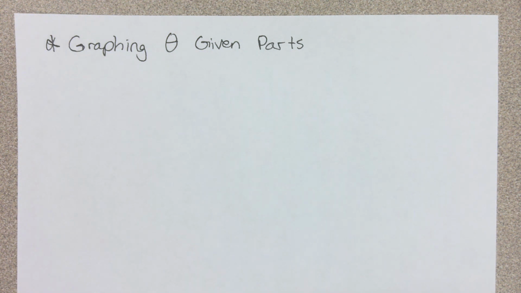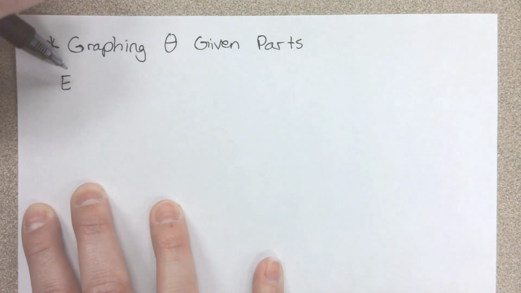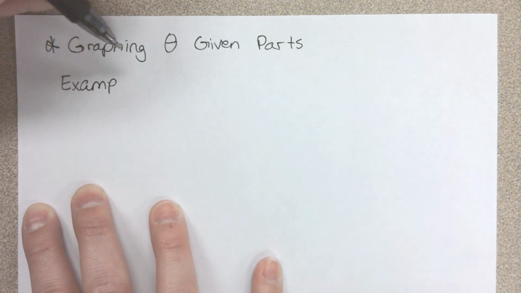All right, this is just another segment in this long week of notes. This is the last thing we need to talk about. Graphing theta given parts. This is graphing but completely backwards. So this will take a bit of time to get used to. I do find these problems fun, but it takes several examples to really figure out what's going on here. So we're just going to do examples, and we'll do as many as we can.